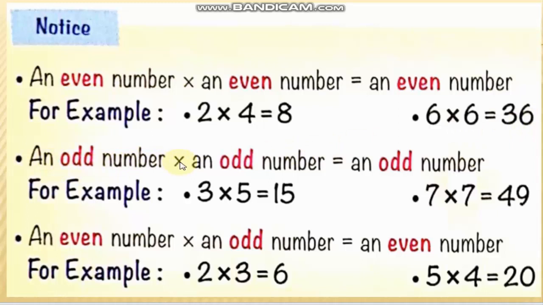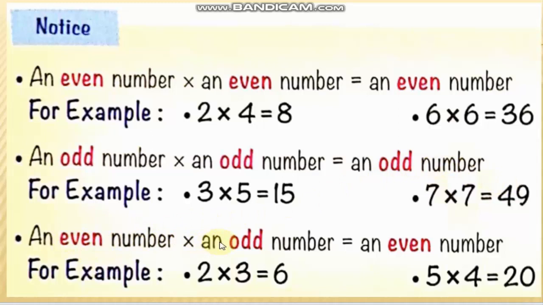An odd number times an odd number equals an odd number. For example, 3 times 5 equals 15. 3 here is an odd number, 5 here is an odd number, and 15 is an odd number. 7 times 7 equals 49. 7 times 7 here is an odd number, and 49, the result, is an odd number.